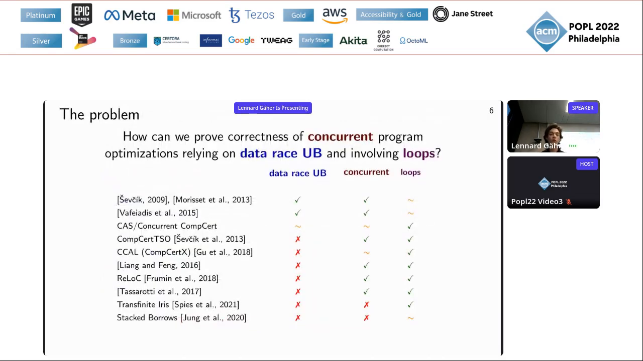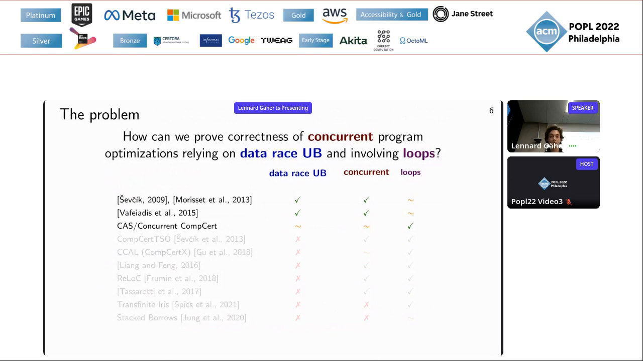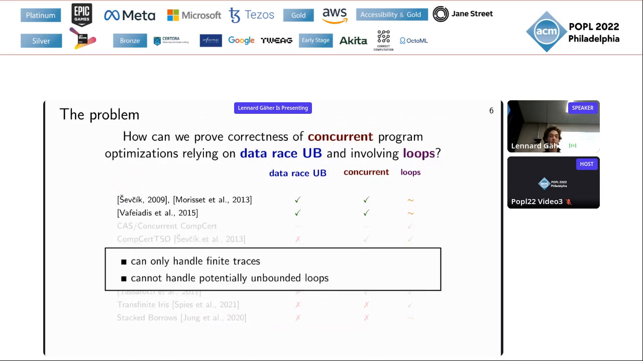So while there's a lot of interest in verifying compilers, there's only little work involving data races. So let me focus on the works dealing with data races in this overview. Works by Sevcik, Morisset, and Vafeiadis have investigated eliminations and reorderings based on data races in different memory models, but only on finite traces. Thus, the approach cannot handle potentially unbounded loops akin to our motivating example.